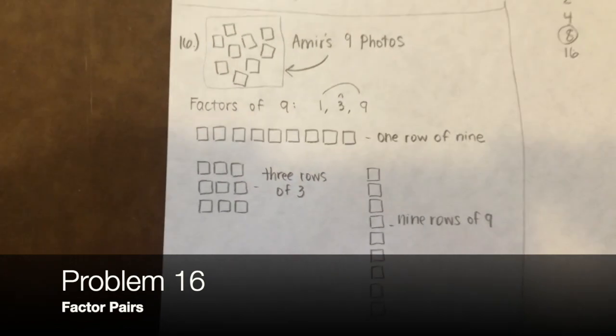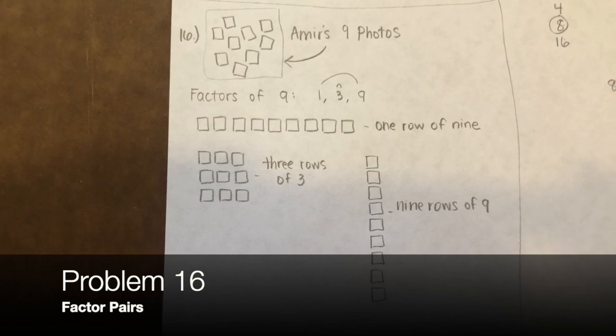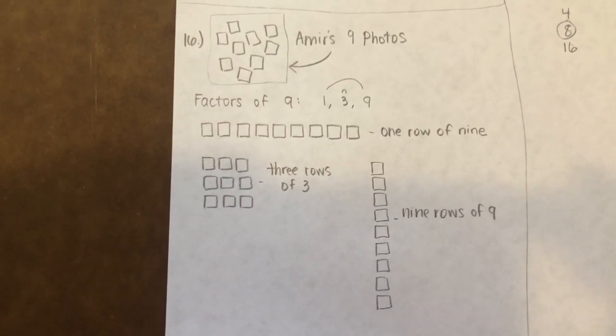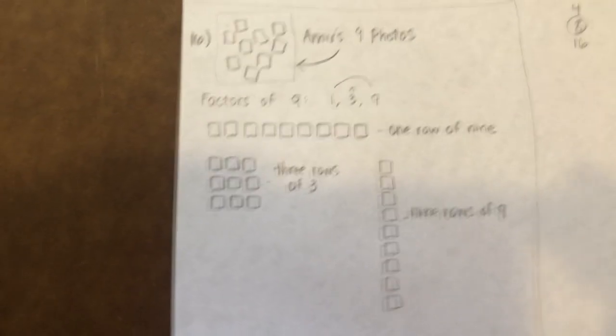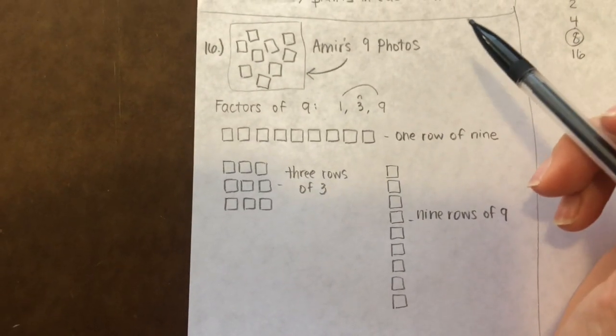All right, let's take a look at number 16. Number 16 says, Amir arranged 9 photos on a bulletin board. He put the photos in rows. Each row contains the same number of photos. How many photos could be in each row? So we're just looking for different possibilities, different combinations, and ways that he can put the photos.